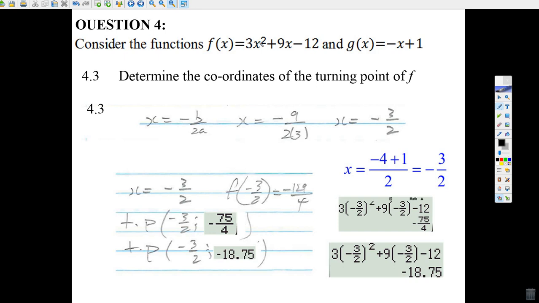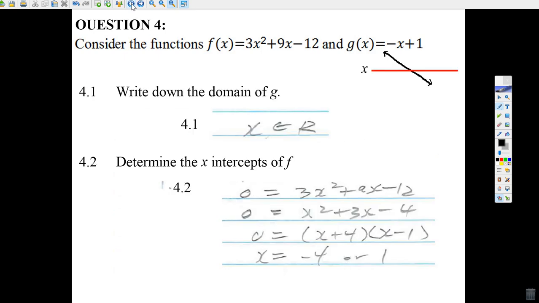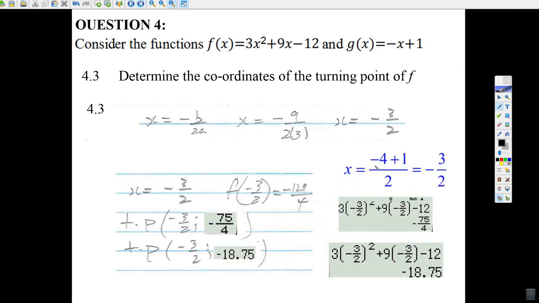Now, that's one way of finding the axis of symmetry. The other way is to look at your minus 4 and 1, the x-intercepts, and just go to the middle of those values. Minus 4 plus 1 divided by 2 is minus 3 halves. Well, that's the x-coordinate of the turning point, and it's the axis of symmetry: x equals minus 3 halves.